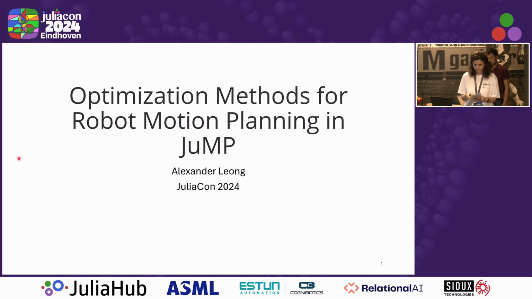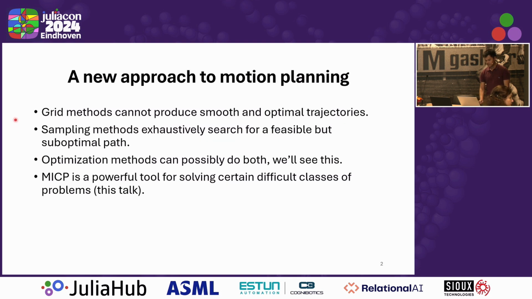Today I'm going to present a topic on motion planning optimization. The talk is based off a previous JuliaCon talk in 2020 on conic optimization in Julia and JuMP. This is an alternative approach to motion planning using optimization-based methods.